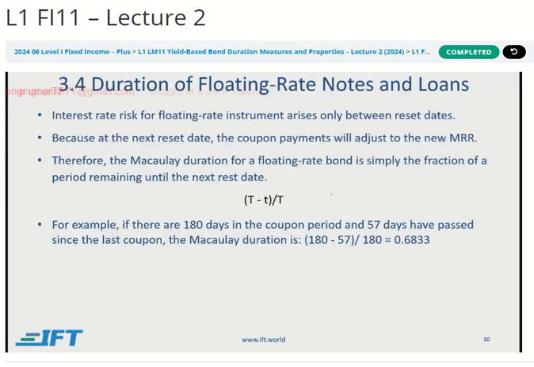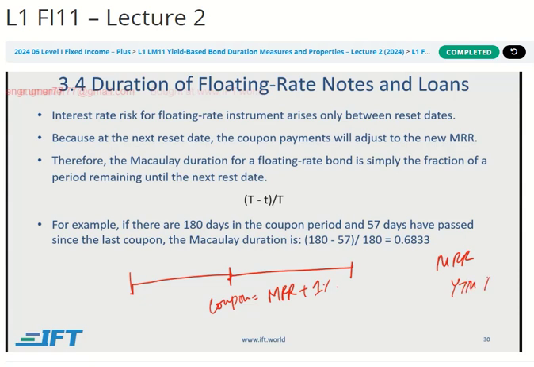For floating rate notes, it is adjusting every period. Here the coupon is linked to the reference rate plus a certain spread. So let's say it is reference rate plus 1%. Once the reference rate changes, if the YTM is changing, then automatically the coupon is adjusting. So the price adjusts, right? Therefore, the risk of price is only till the end of the coupon.